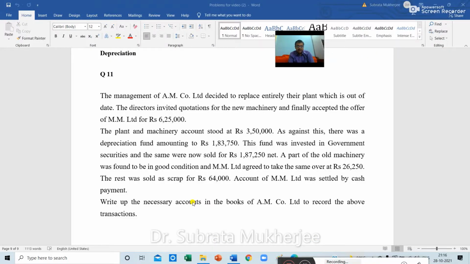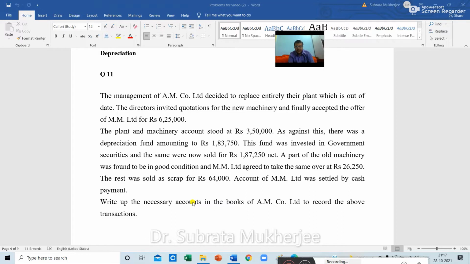The management of AM Company Limited decided to replace entirely their plant which is out of date. The directors invited quotations for the new machinery and finally accepted the offer of MM Limited for rupees 6,25,000. The plant and machinery account stood at rupees 3,50,000. As against this, there was a depreciation fund amounting to rupees 1,83,750.